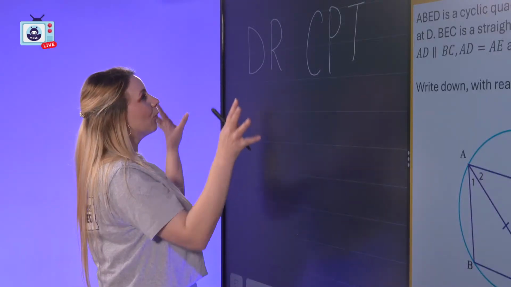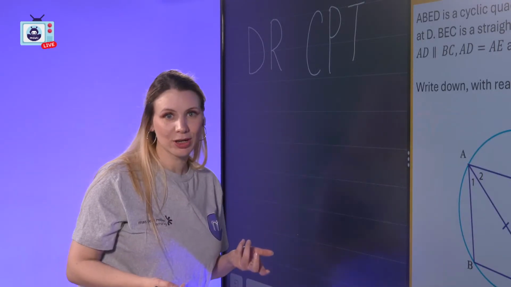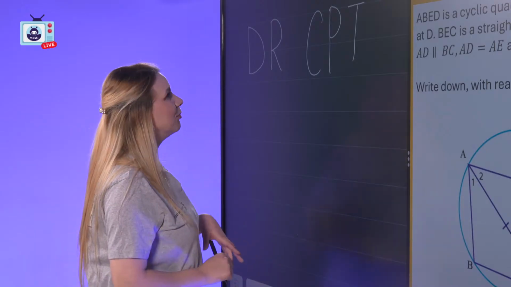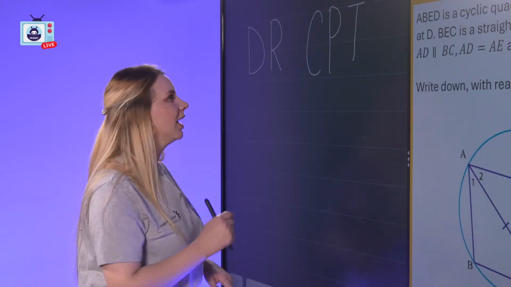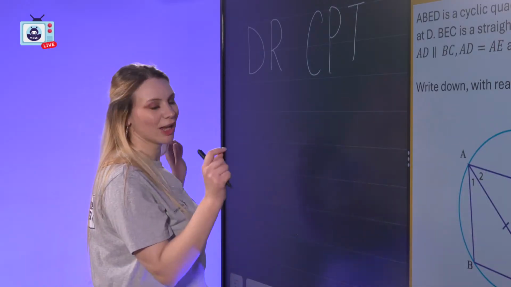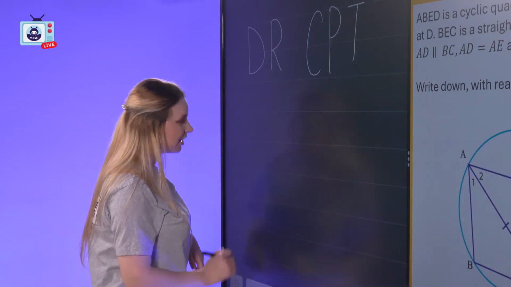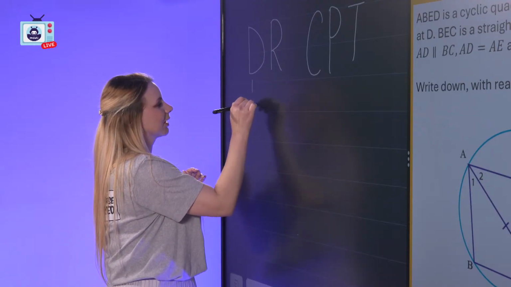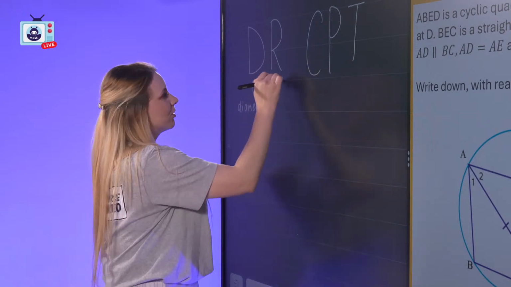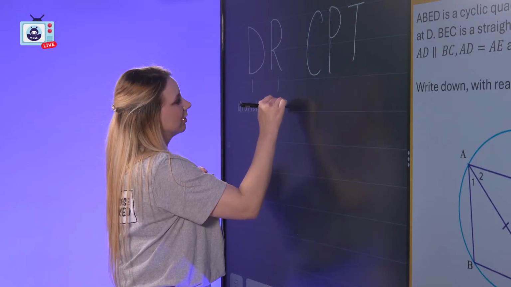It is many of the most important theorems to remember. It is not all of them, but it does really help us when analyzing a diagram. Always think of Dr. Cape Town. So what does the D represent? The D represents the diameter. The R represents the radius.